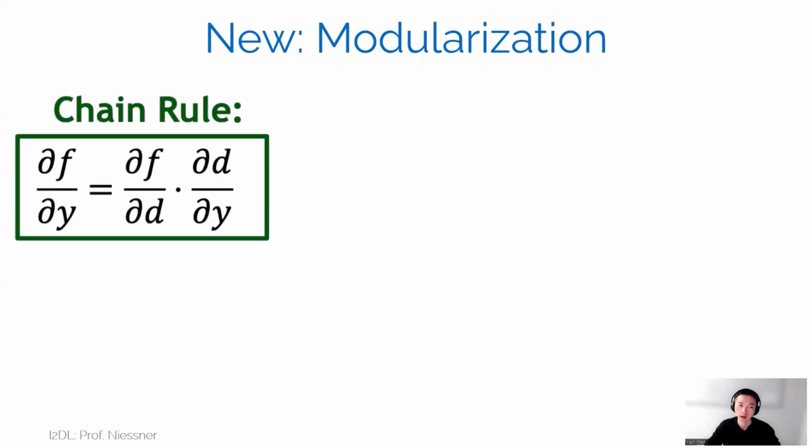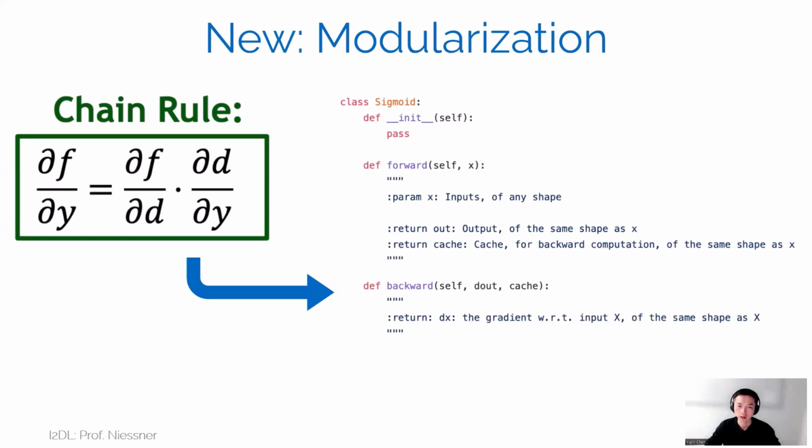So here we follow the chain rule to do the modularization. Here for the sigmoid class, we actually write the forward and backward to make the gradient go forward and backward in a chain. You can do the optimization or the gradient descent individually, and then make the two optimize together.